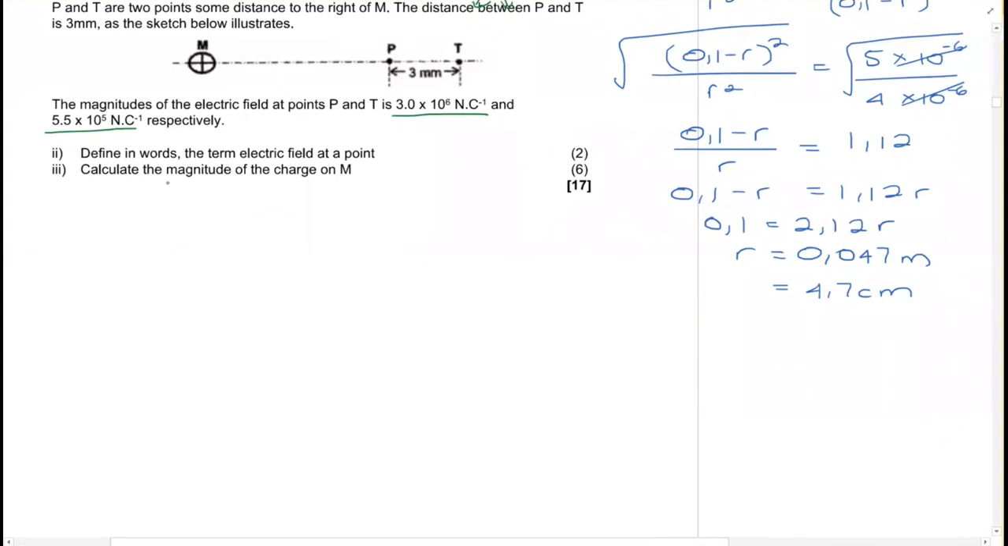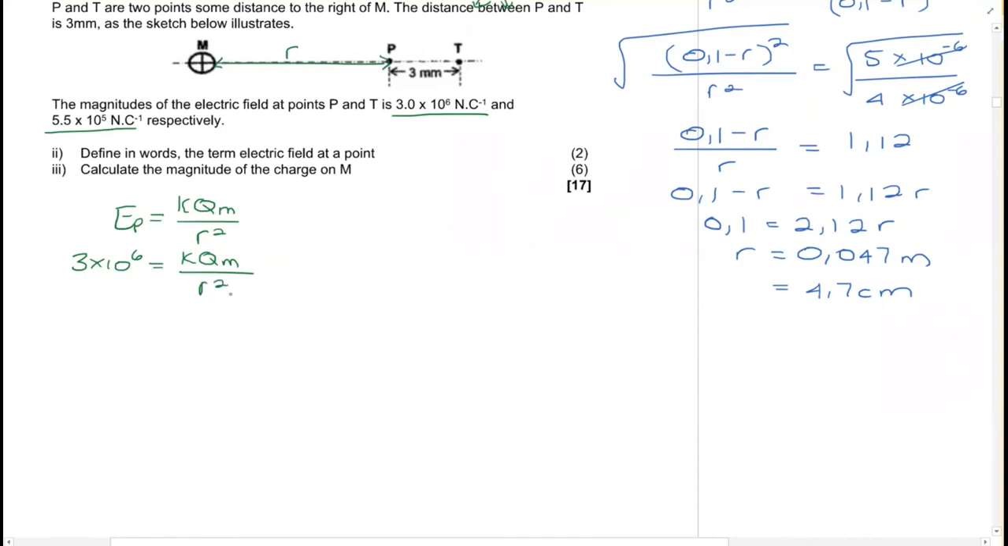So what we're doing, we've got 2 scenarios. For each field, we've got K, Q, and Q. This is Q of M, the charge of M. We're working out M's field and the distance squared. So let's see. For P, the field at P is 3 times 10 to the 6 Newton per Coulomb. We've got K. We're looking for QM. And I'm going to make that distance R, the distance from there to there.